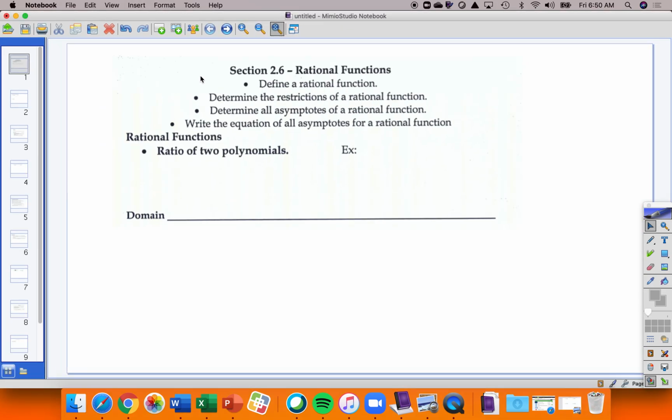Back to another lesson in pre-calculus. Today we're going to be focusing on rational functions. Now we just finished up polynomial functions, and today we're going to be looking at rational functions.